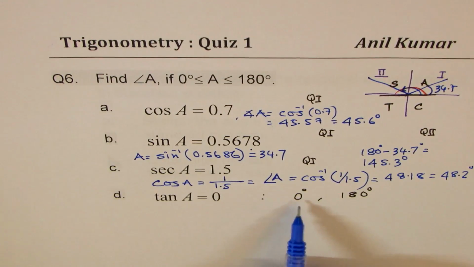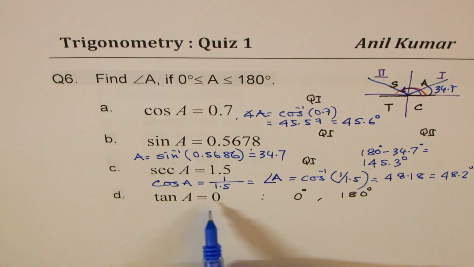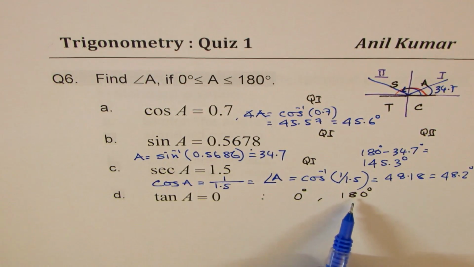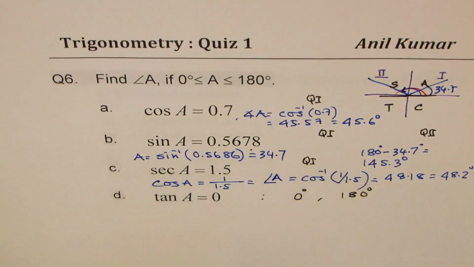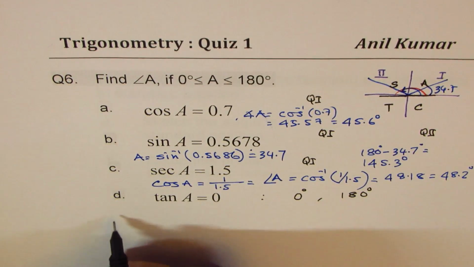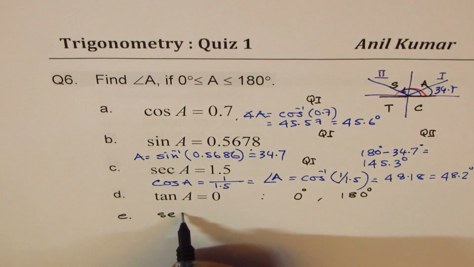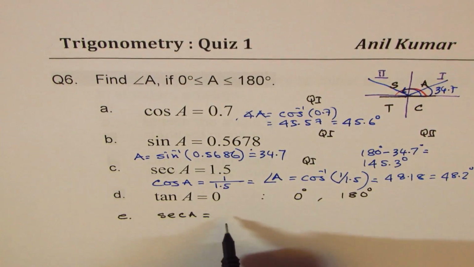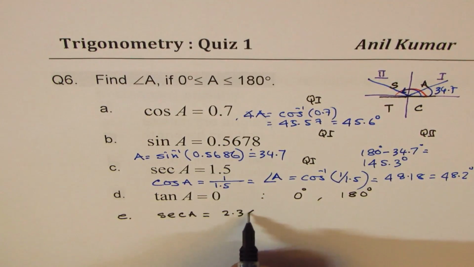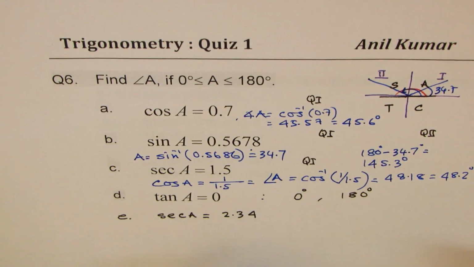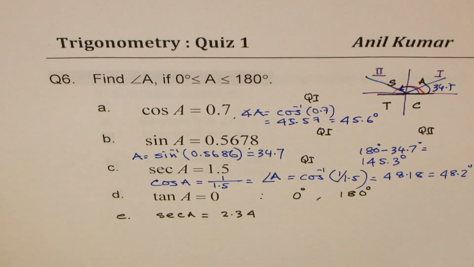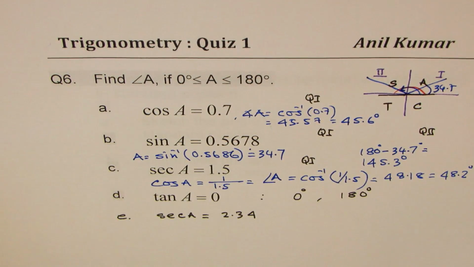The last one I did already, tan 0. Tan is 0 for 0 and 180 degrees, right? Now as a practice, you could add a question here and find the angle if I say secant A is equal to 2.34, right? And find angle A. Okay, so let's move on. Now we'll take up the next question.